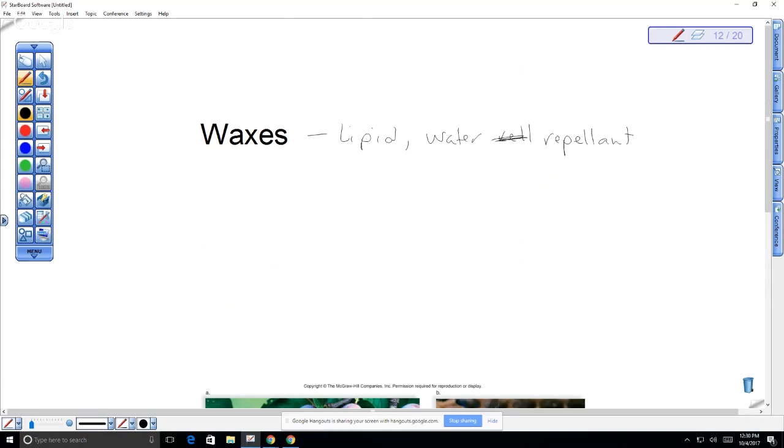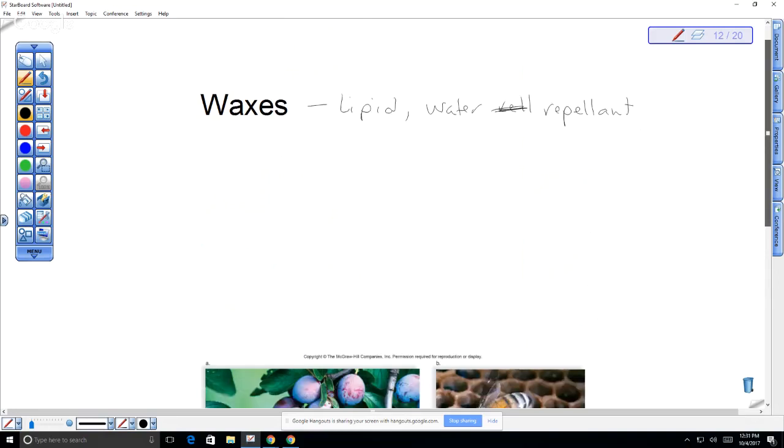Okay. So waxes are important because they help to lubricate the skin and maybe prevent water loss in some organisms like insects. And you can also find waxes on the surface of fruits. So if we look at some examples here, right?